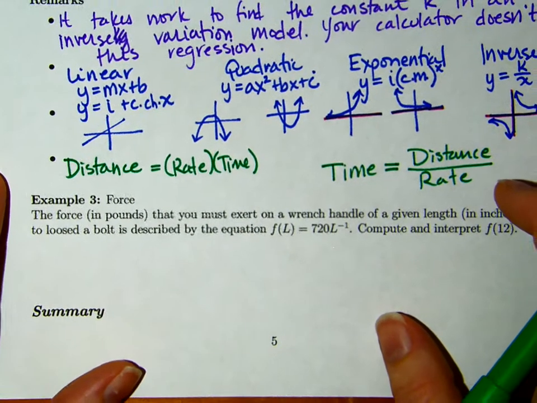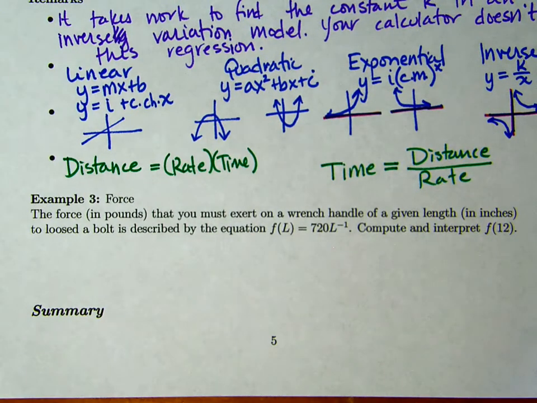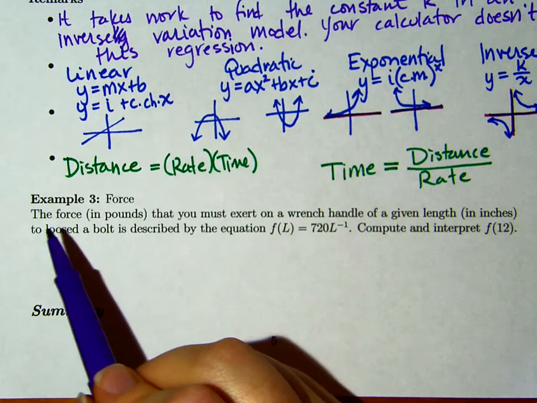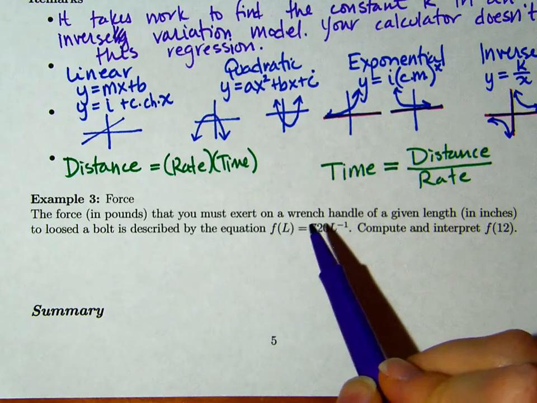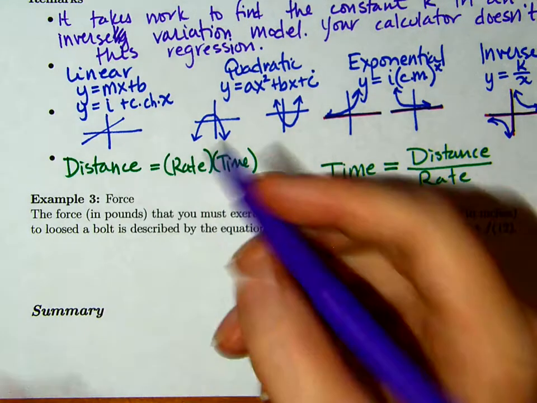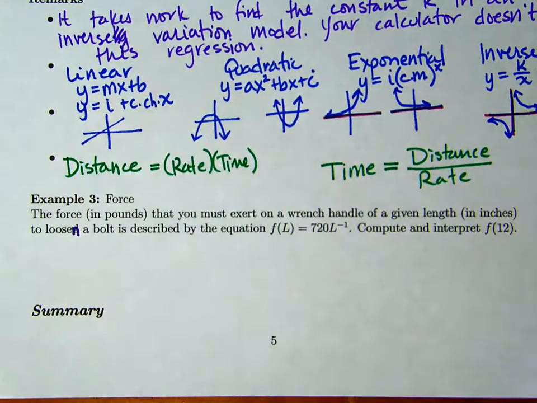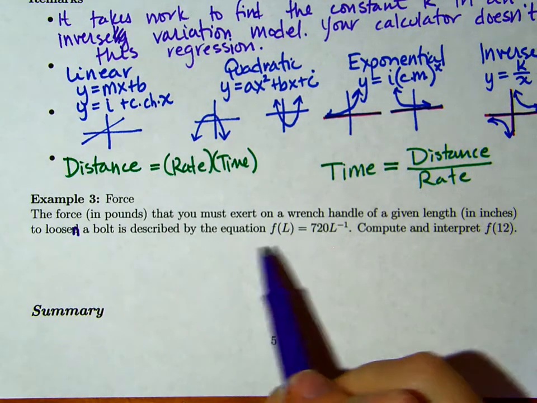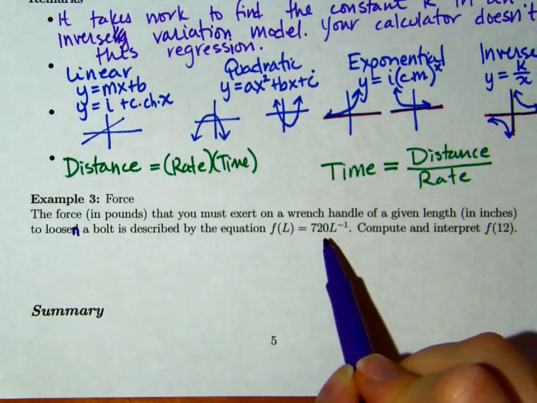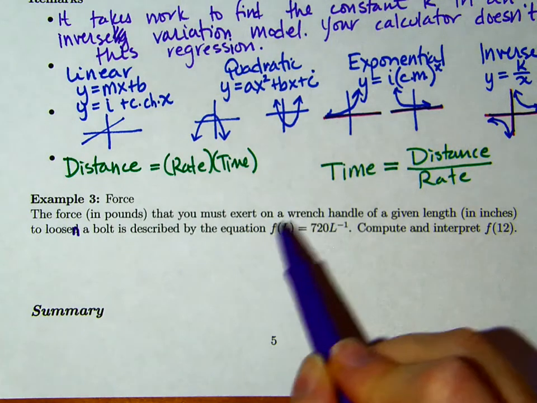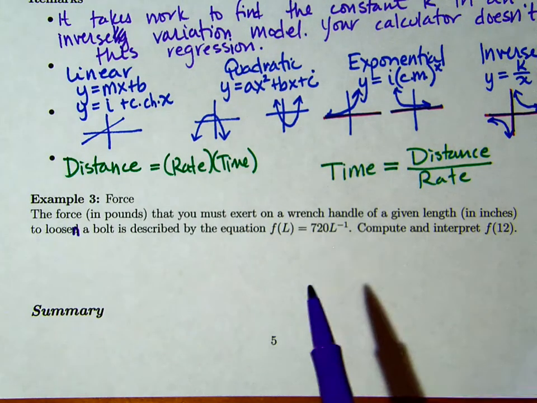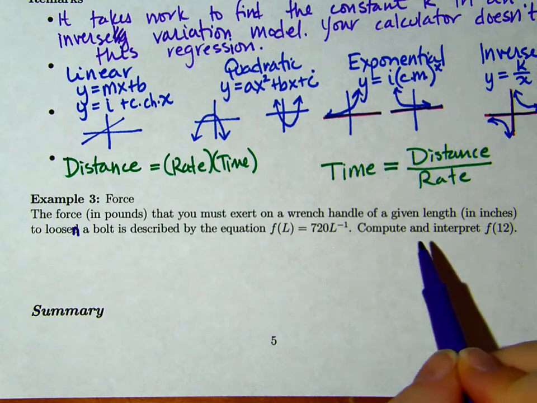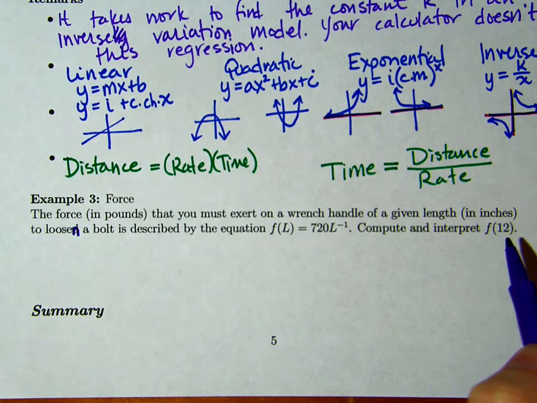Okay, example 3, I actually found in a tech book. So I really loved it because it's an immediate application of this that we normally just don't think of very often. The force in pounds you must exert on a wrench handle of a given length to loosen a bolt is described by the equation F of L equals 720 L to the negative 1. Now this was, again, directly ripped from a tech book. Compute and interpret F of 12.